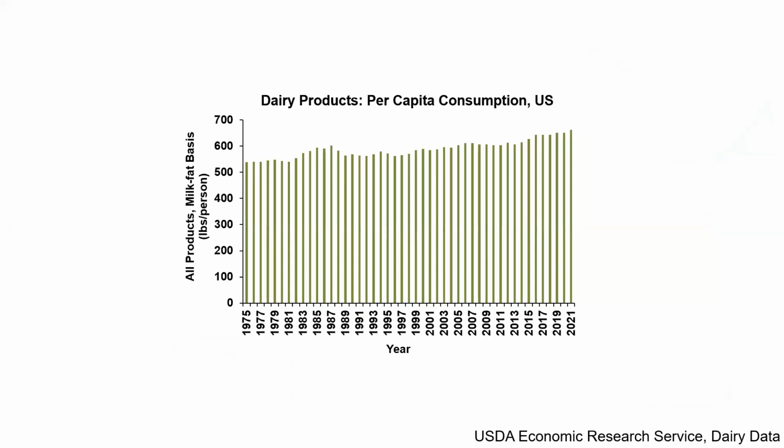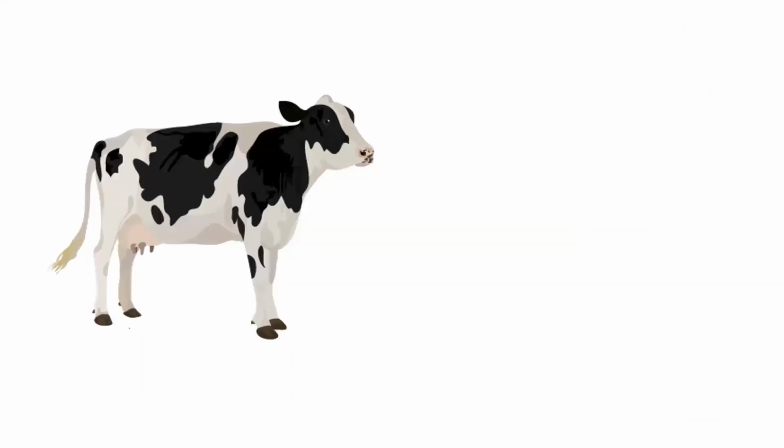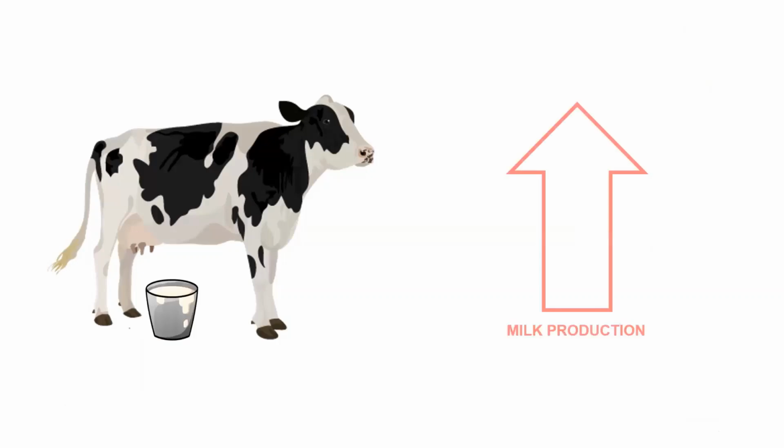Dairy product consumption in the U.S. has maintained constant or increased throughout the previous years, and this includes products that we may consume on an everyday basis, such as cheese, milk, yogurt, ice cream, condensed milk, and whey. All of these products come from milk production in dairy cows, and thus in order to meet demand while also maintaining environmental sustainability, dairy farmers and research scientists are constantly considering ways to help increase milk production in dairy cows.